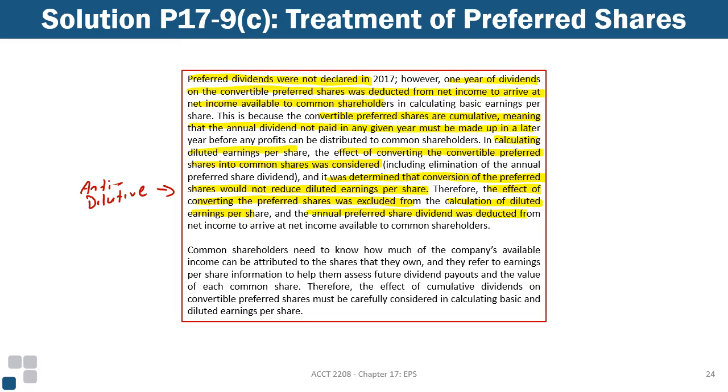And therefore, the preferred dividend was deducted from the income available to the common shareholders, but did not affect earnings per share. And at the end of the day, the common shareholders, of course, need to know how much of the company's available income can be attributed to shares they own, right? To help them assess future dividend payouts and the value of their common shares, right? So the effect of cumulative dividends on preferred shares must be carefully considered in calculating basic and diluted EPS. That's why it's so important.